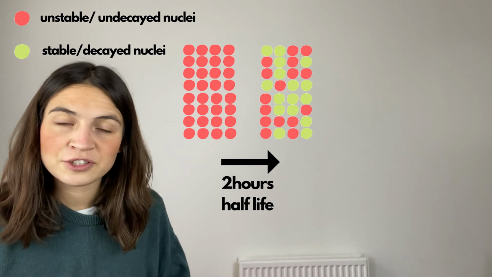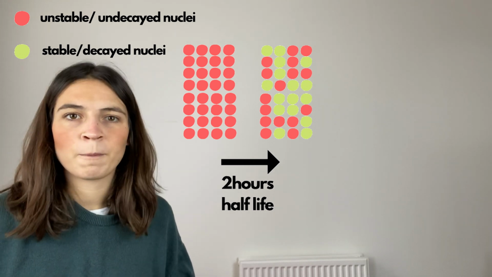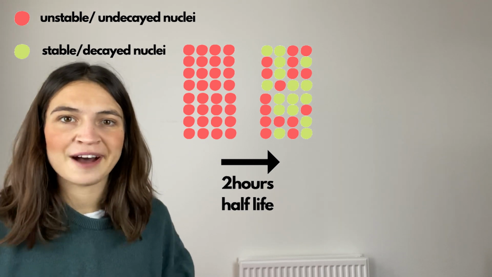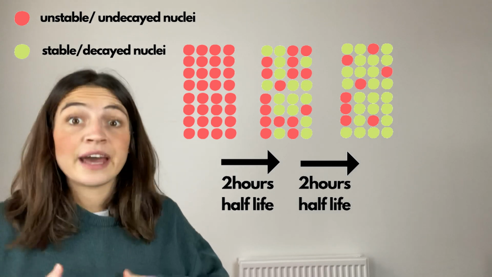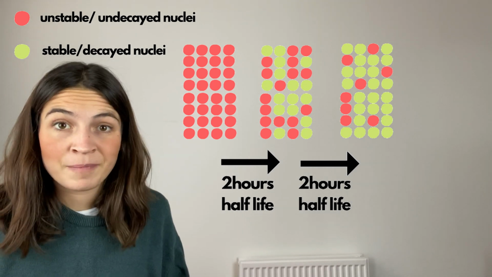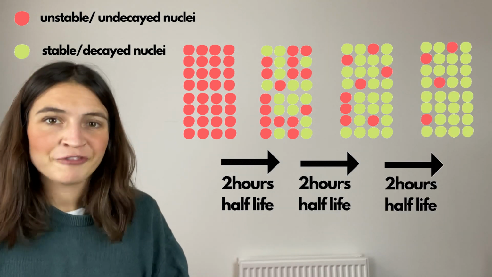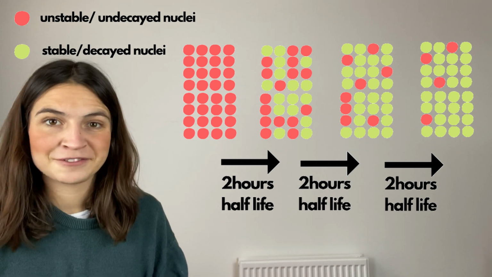If you let another 2 hours pass, or another half-life, you will have 8 undecayed nuclei left. Then if you let another 2 hours go by, you will have 4 undecayed nuclei left. Note, in all of those decays, I wasn't able to predict which particular nucleus was going to decay next. Only that after one half-life had passed, half of them would have decayed.